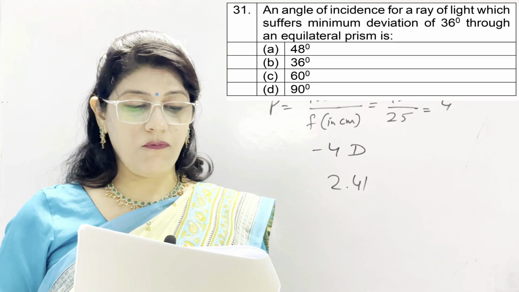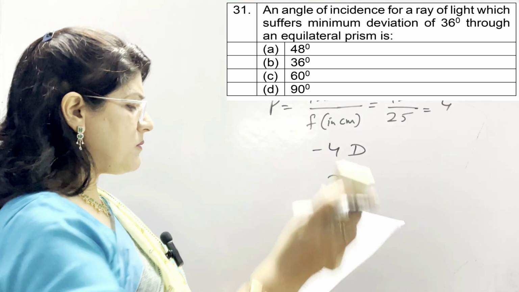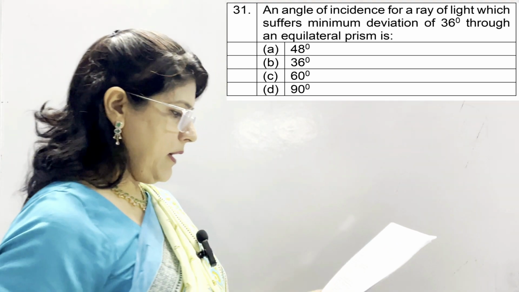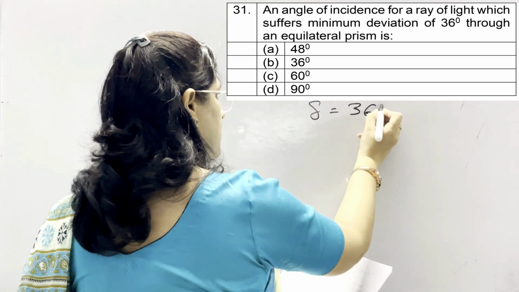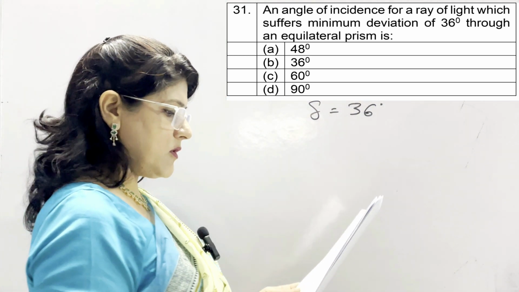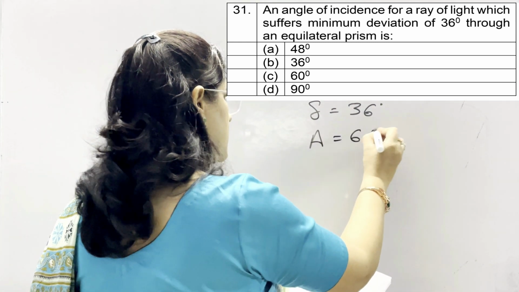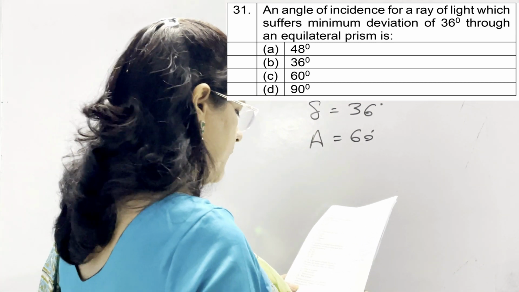In question number 31, an angle of incidence for a ray of light which suffers minimum deviation of 36 degree. Angle of deviation is given as 36 degree through an equilateral prism. For an equilateral prism, angle of prism is also 60 degree, we know. So here we need to calculate the angle of incidence.